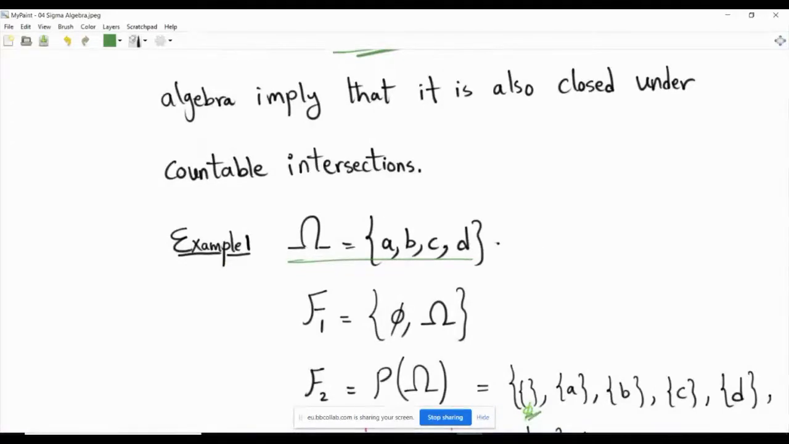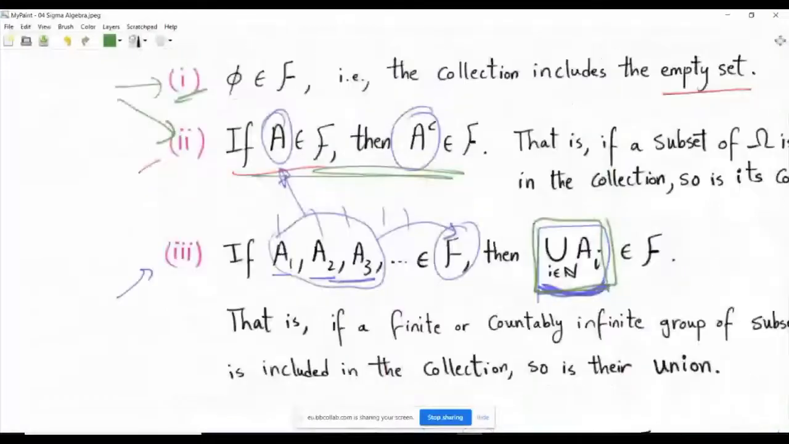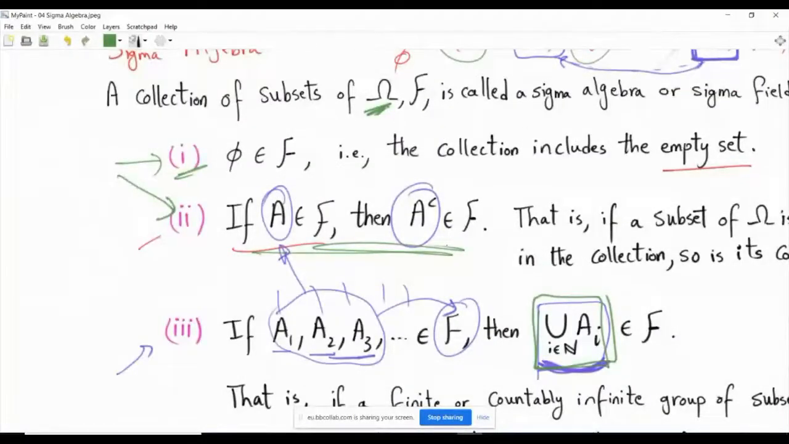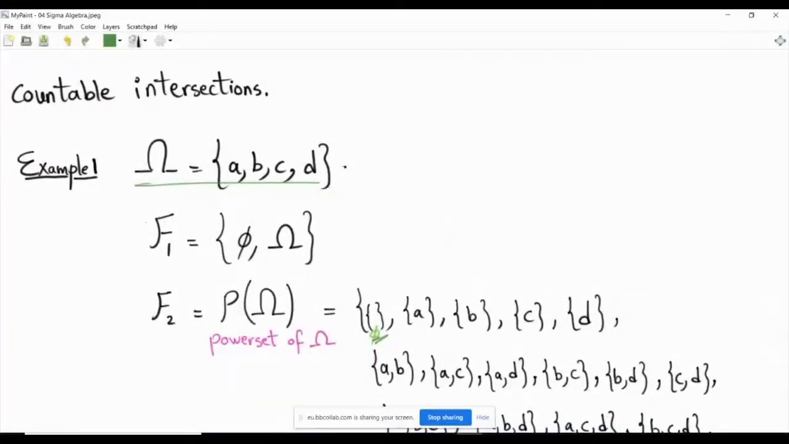Now, you may have a collection of subsets, and if this collection obeys those 3 properties, then we have a sigma algebra. So here is our first example of a sigma algebra. It's a trivial sigma algebra. You just choose the empty set and big omega. This is a sigma algebra. It's not interesting, it's not that useful, but if you just choose these 2 guys, you indeed have a sigma algebra.